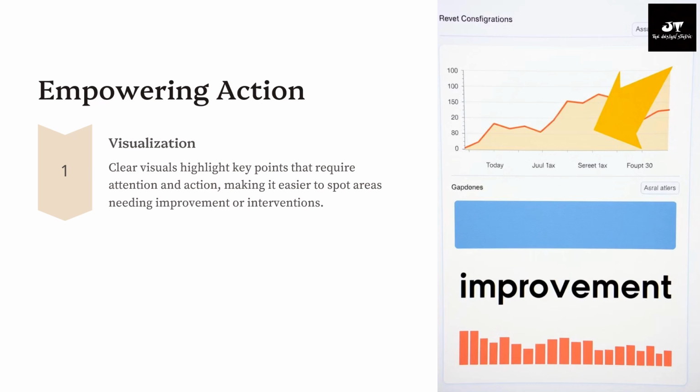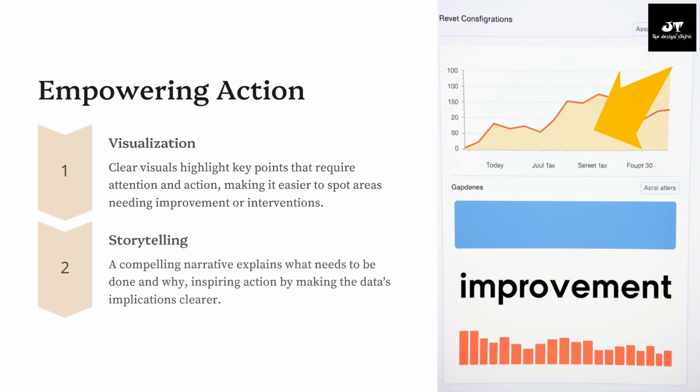This makes it easier for stakeholders to identify specific areas that need improvement or interventions, enabling them to take prompt, informed action to address issues or capitalize on opportunities. A compelling narrative not only explains what needs to be done but also provides clear reasoning for why those actions are necessary, grounding decisions in data-driven insights.